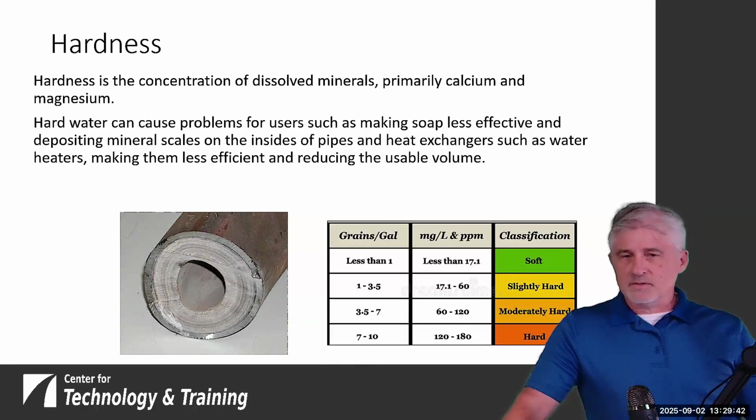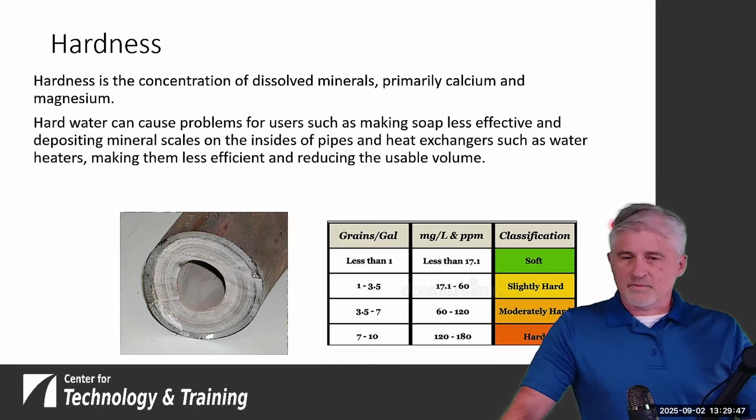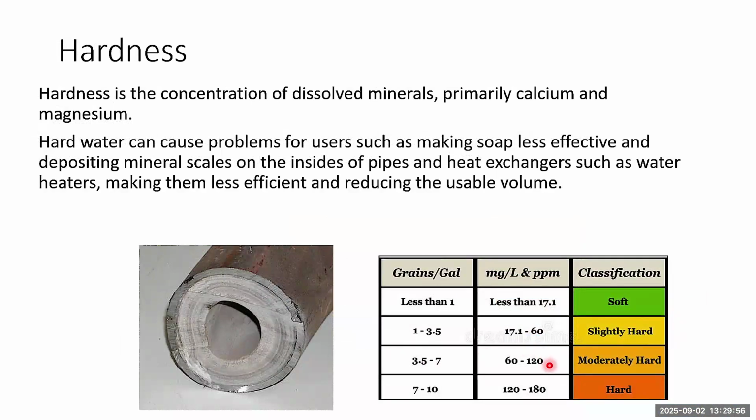So what are the different levels? What classifies? Soft water is less than 17.1 parts per million. Slightly hard is from 17.1 to 60, moderately hard 60 to 120, and hard water is 120 to 180 parts per million. So once again, it's that balancing act. We want to have some, but we don't want to have too much.